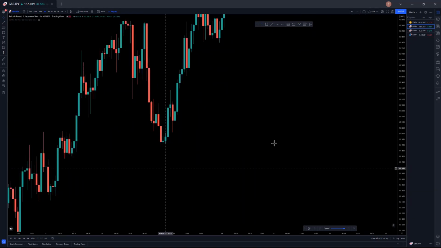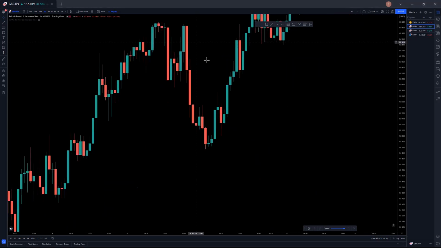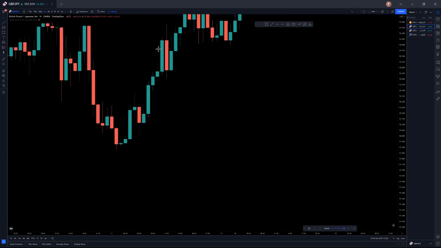Now I want you to observe here. Look at this candle. Look at this candle. This candle is like this, and now you were expecting the next candle to be bullish engulfing. For that, price has to respect this low.